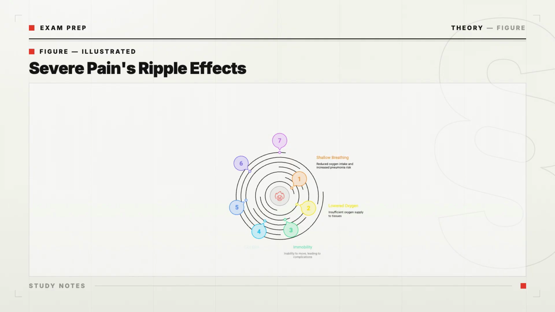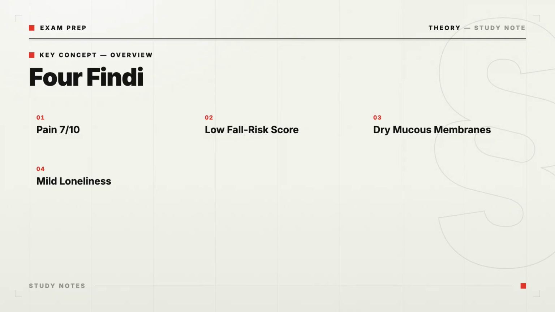Severity sorts actual problems among themselves. Pain rated 7 of 10 reaches far beyond the site of injury. It causes shallow breathing that lowers oxygen and invites pneumonia. It keeps the patient still, raising clot and pressure injury risk, and it disrupts sleep, appetite, and healing.